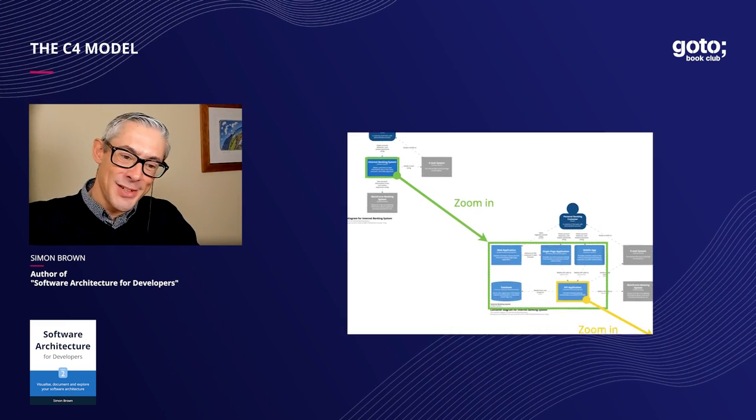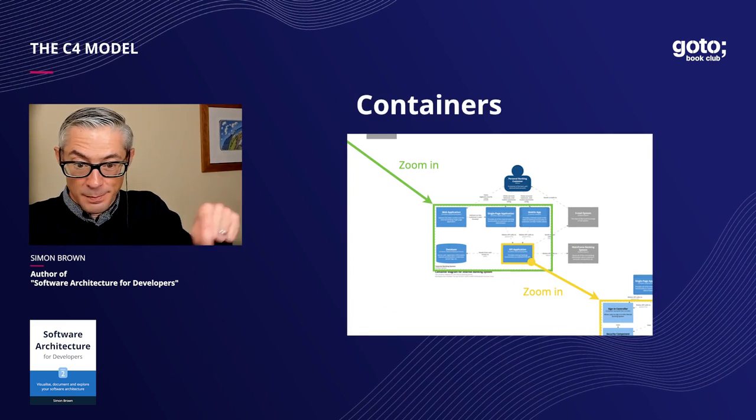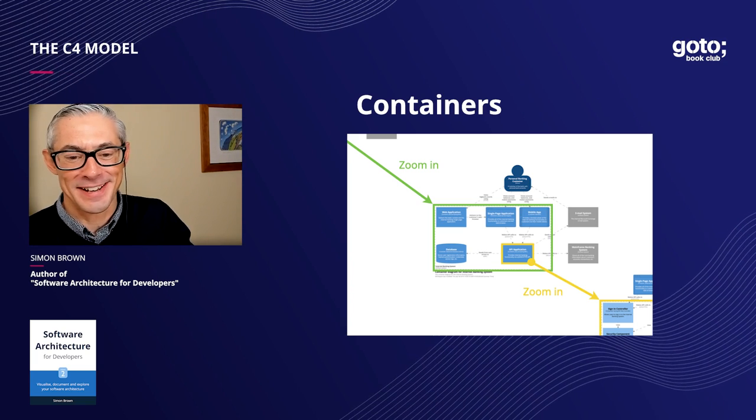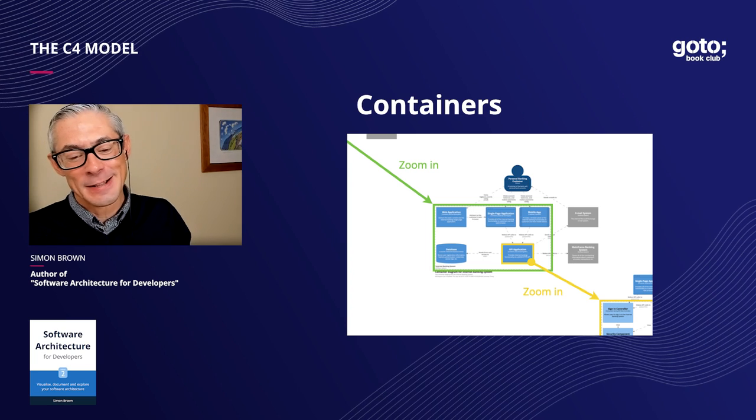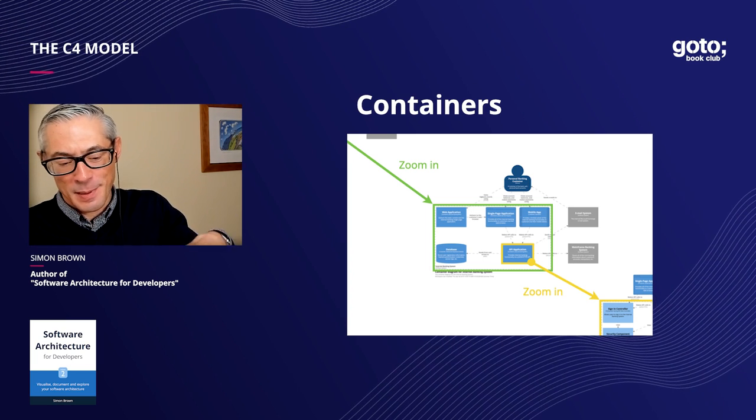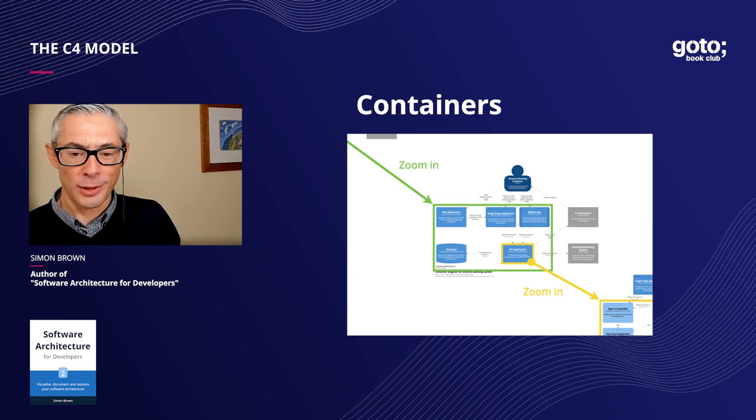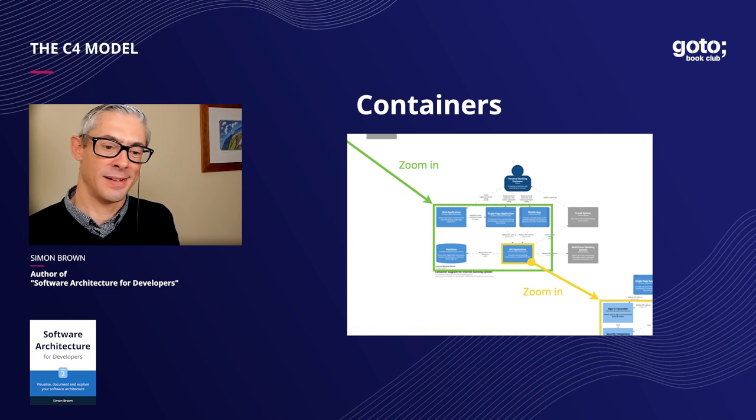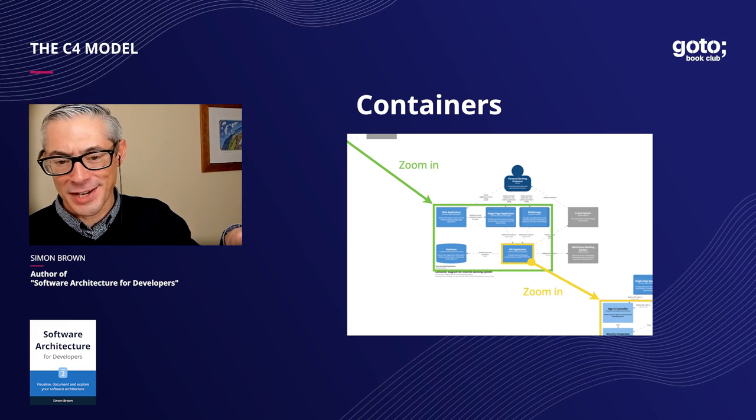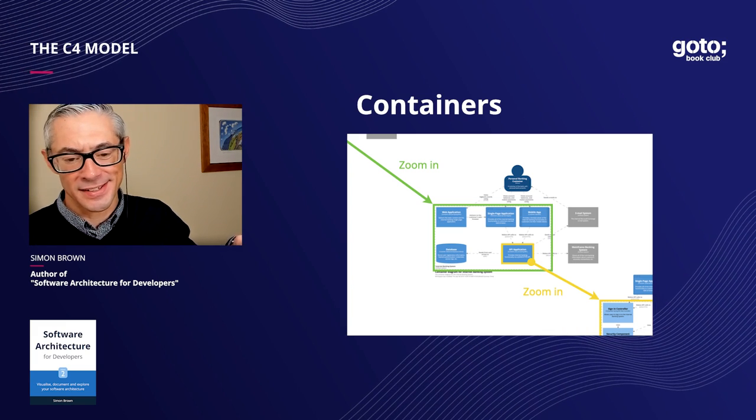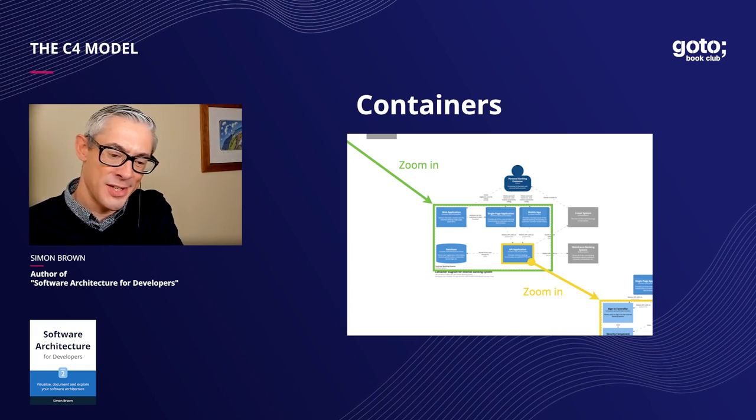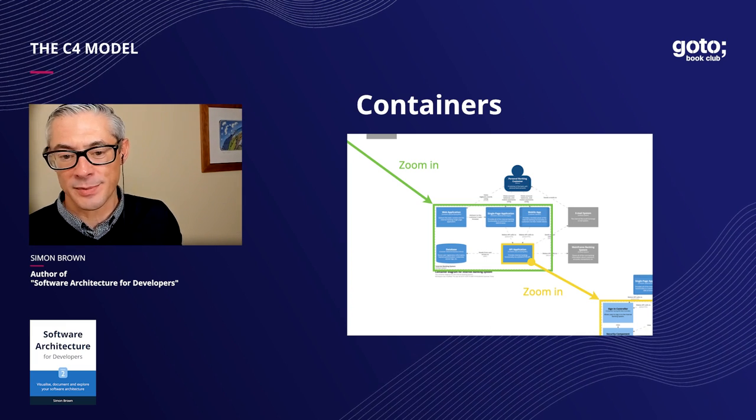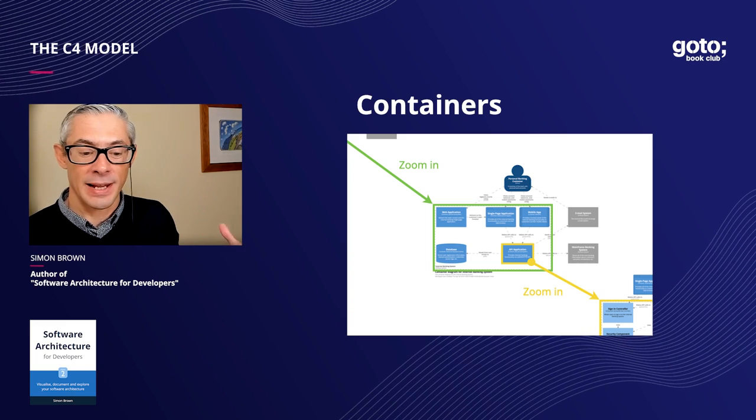And then you zoom into the system boundary and you show what I'm calling containers. And I'll come back to that in a second because it's a little bit controversial. So I call these things containers, but basically they are deployable and runnable applications and data stores. So if you're building, you know, an Angular single page app that's sending JSON across the internet to a backend Ruby on Rails app, which is sticking stuff in a MySQL database, you draw those three boxes and the arrows between them. So again, it's really reflecting the realities.